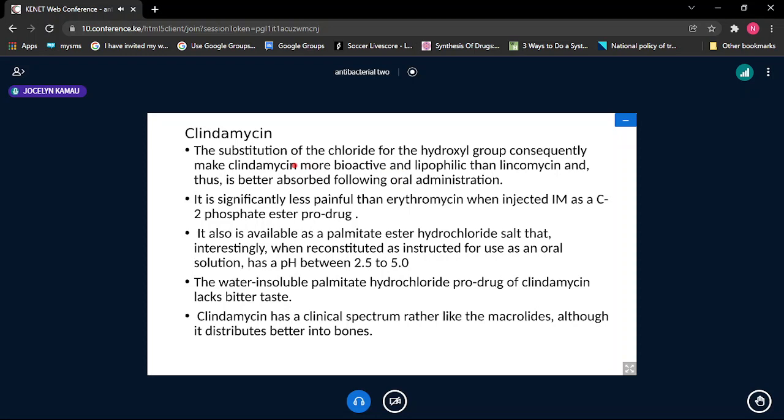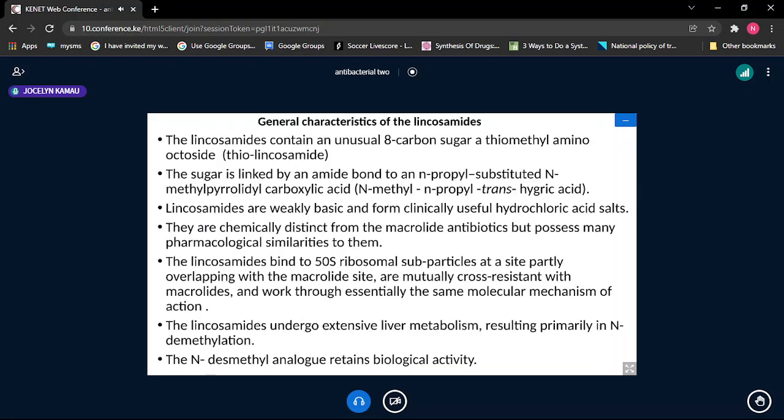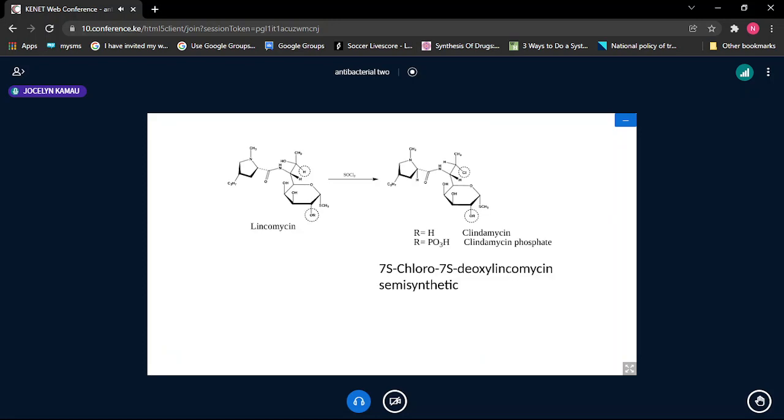It is significantly less painful than erythromycin when injected IM as a carbon 2-phosphate ester prodrug. We're going to look at the formulations of clindamycin, but we are only saying now that it can be available, and perhaps I can still go back. So if you look at this structure of clindamycin, you can see this position. I'll put an OR. See, I have put an R here.